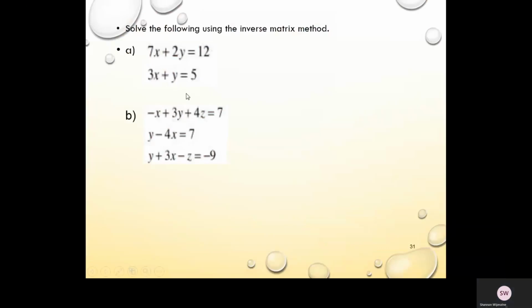So you can do these two questions using this inverse matrix method. In part A, it's a system of two equations and two unknowns. In part B, there are three variables and three equations. That means you can find unique answers for X, Y, and Z using the inverse matrix method. So in part B, you have to find the inverse of a 3 by 3 matrix and then multiply it by the right hand side values and find the values of these unknown variables.